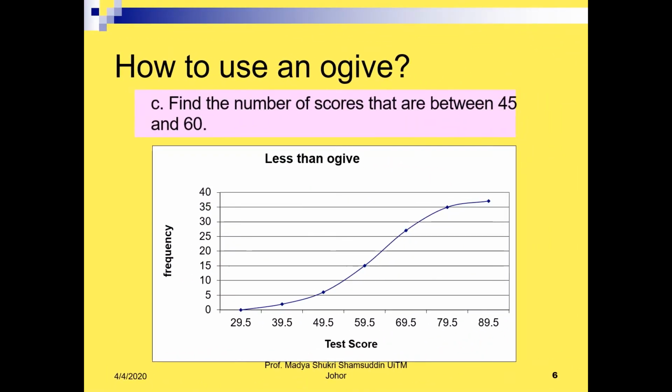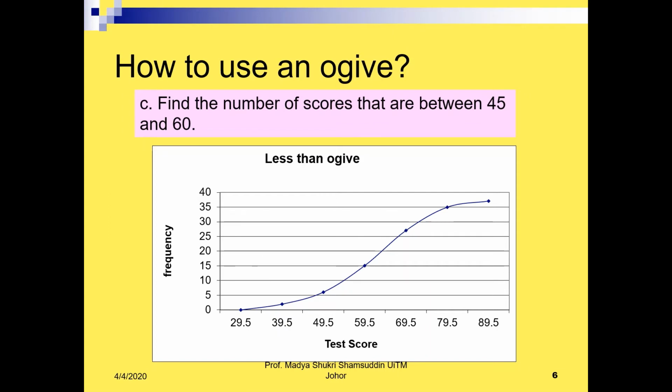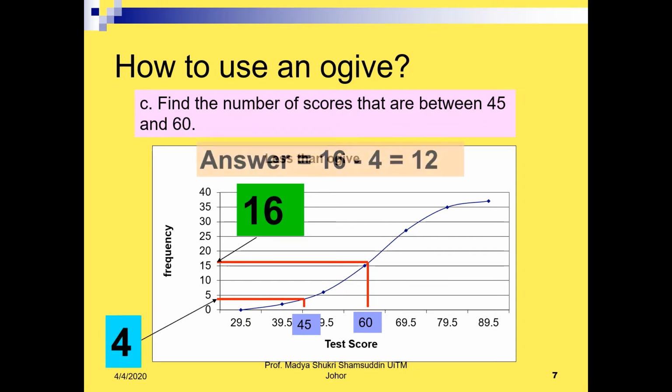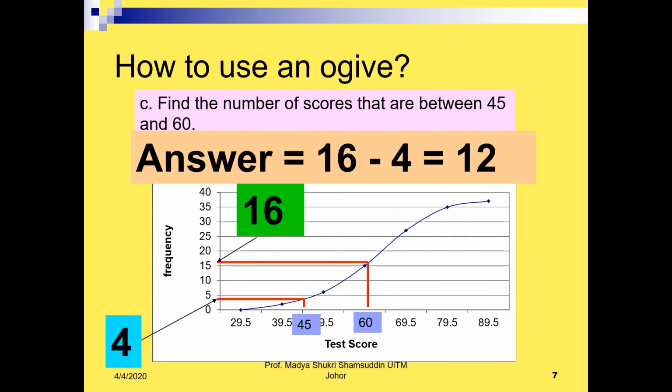Find the number of scores that are between 45 and 60. Go to the x-axis, find 45 and 60. From the x-axis, draw a straight vertical line up for both numbers till it touch the ogive line. Then draw a horizontal line till it meets the y-axis. For 60 you will get 16 and for 45 you will get 4. So, the number of scores between 45 and 60 is 16 minus 4, which is equal to 12.